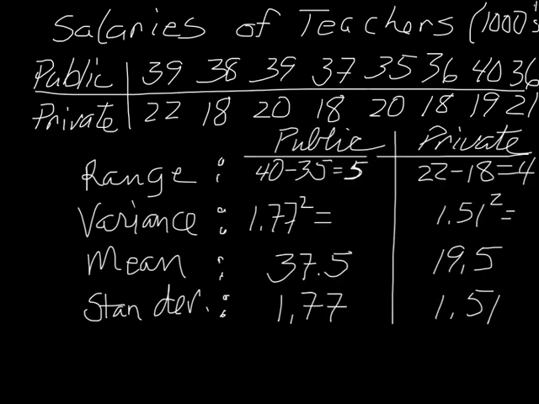So what you see here are the numbers listed. I used a TI-84 calculator to find everything, but the range is going to be the maximum public minus the minimum public, and that's 5, which represents a $5,000 range in salaries, and on the private school salaries it's 22 minus 18, which is a $4,000 range.